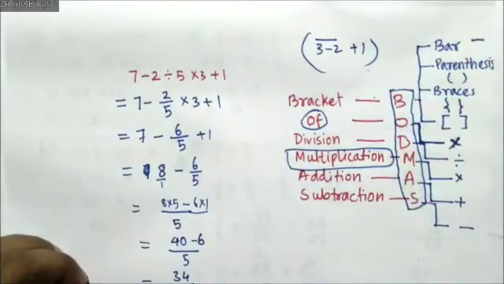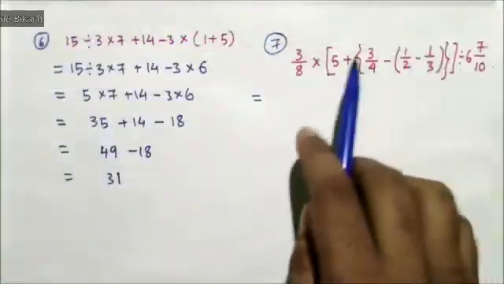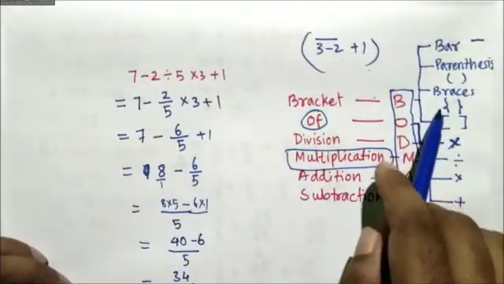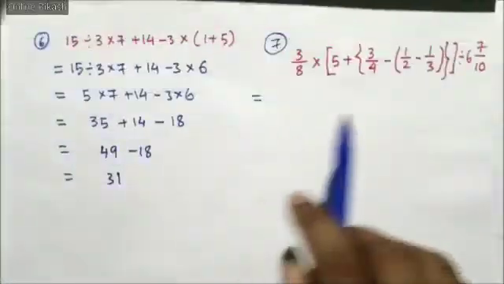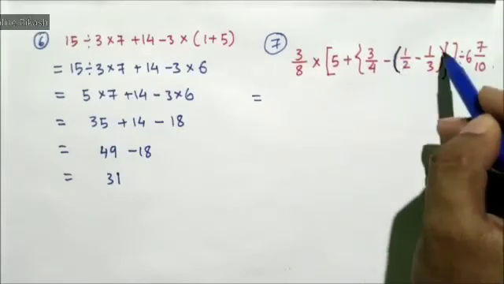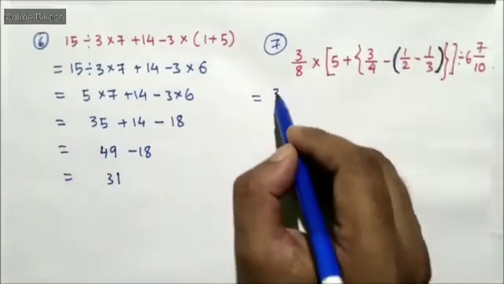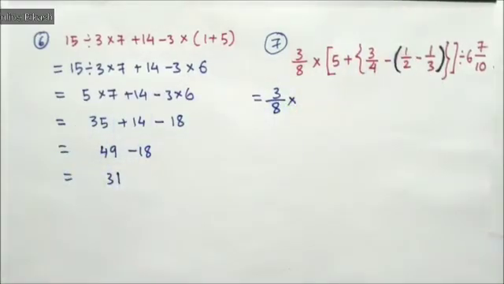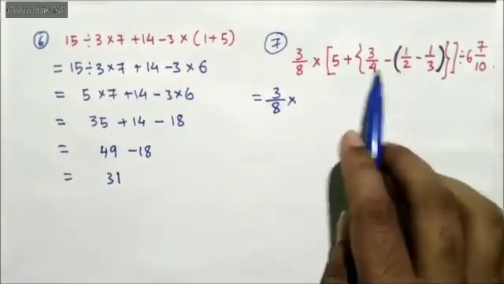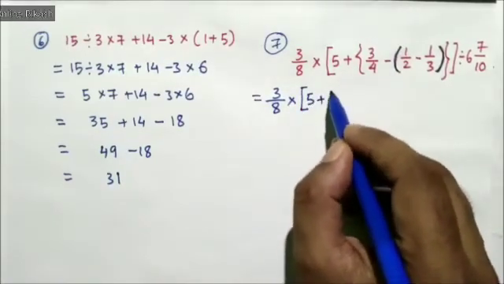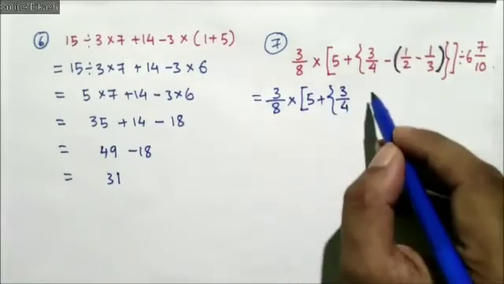Now in this question we do not have a bar. So we will perform from this one: parenthesis, first bracket; this one is the second bracket, this one is the third bracket. So we will first finish this first bracket. We cannot memorize all the names of the brackets, so normally we memorize them as first bracket, second bracket, third bracket. Okay, 3 by 8 into 5 plus, all will remain the same except this one.